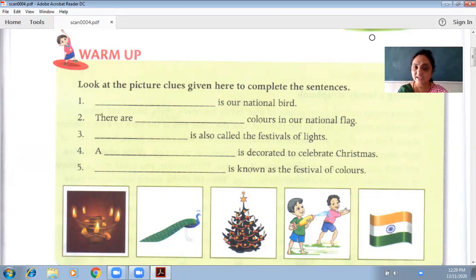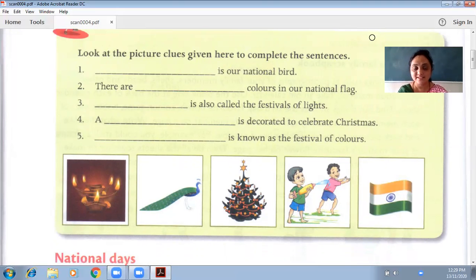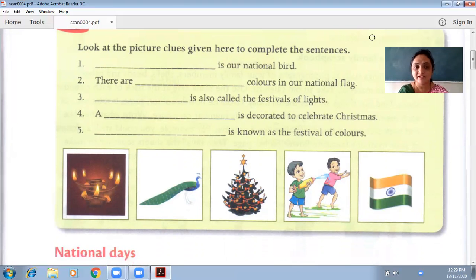A dash is decorated to celebrate Christmas. What is that? Christmas tree. A Christmas tree is decorated to celebrate Christmas. Dash is known as the festival of colors. What is the festival of colors? Holi. Holi is the festival of colors.